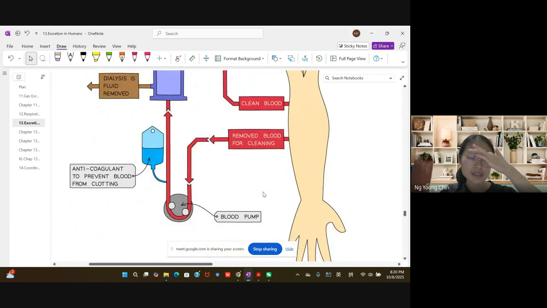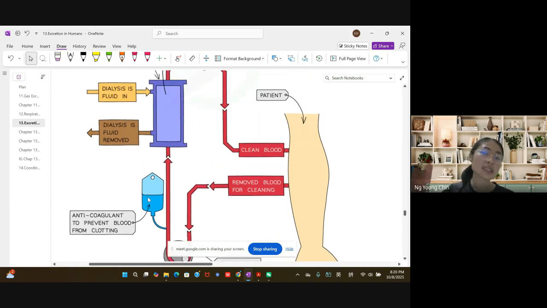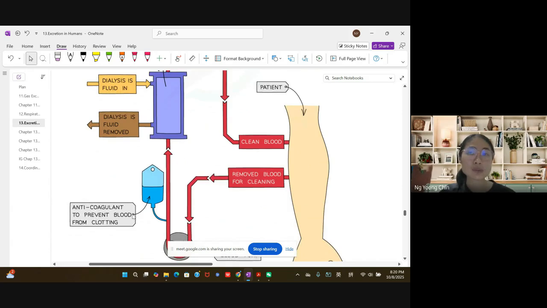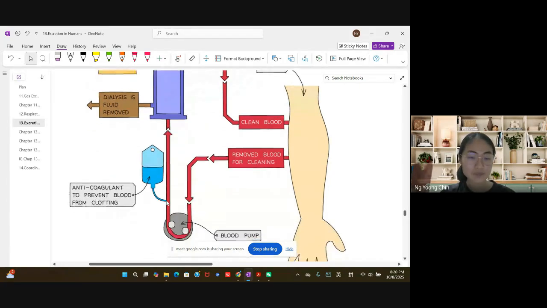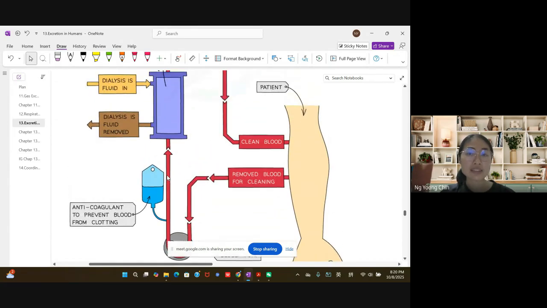About this process, you also have what we call an anticoagulant. This anticoagulant is very, very important, because your blood tends to coagulate, something like a blood clot. So that's why you need some anticoagulant, because you want to prevent blood clotting. If the blood clots, your blood flow will not be smooth, and then it is unable to enter into the dialysis machine because it is clotted.